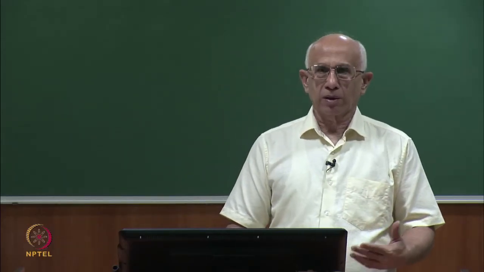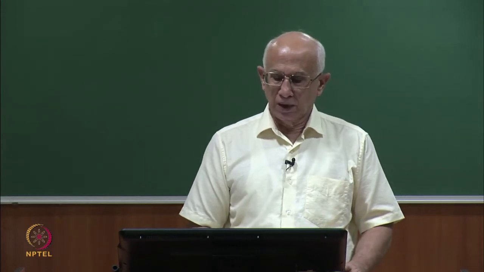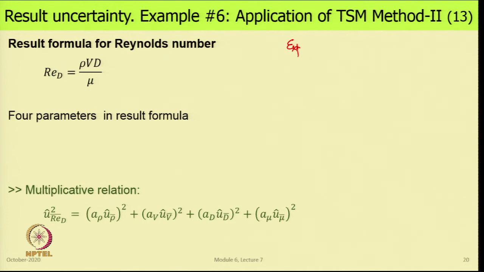In this experiment, we will calculate one more result. So, this is an experiment where there are 2 results, and here the result Reynolds number is rho V d upon mu. Rho and mu we just saw, they came from temperature, and we had calculated their uncertainties. In addition, we have V and d. In this case, the force is not a parameter in this formula. So, there are 4 parameters in this result formula.